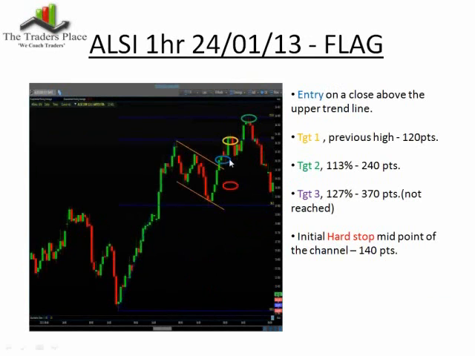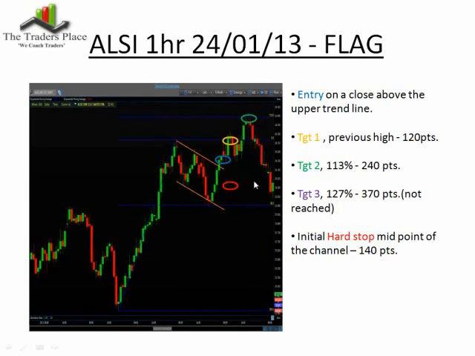Entry on a close above the upper trend line, which is our blue circle. Target 1 is the previous high, which is 120 points. And we can see that there's a difference between your targets on a 5-minute chart and your targets on a 1 hour. Target 2 is the 113% level, which in this case is 240 points. And target 3 would have then been 127, which was 370 points up, but not reached.